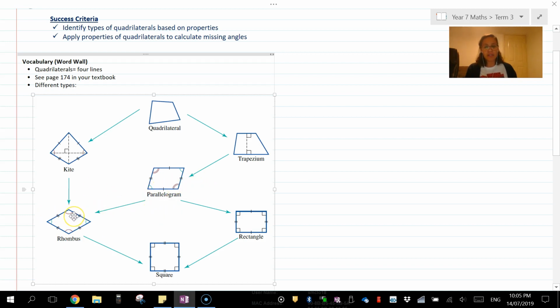So a rhombus is a parallelogram with equal sides. That's why it leads to a square, but the opposite angles are not 90 degrees. Your kite is a quadrilateral where adjacent sides are equal, and at least one pair of opposite angles are equal. These guys are not. So they are quadrilaterals. If they don't have any of these defining features, then it is just an irregular quadrilateral.